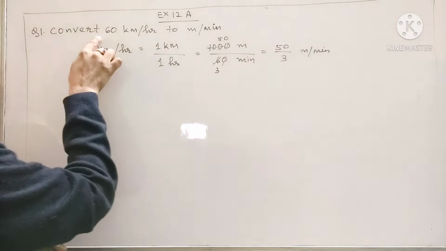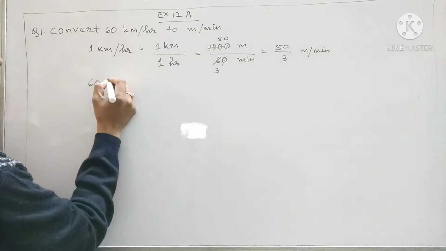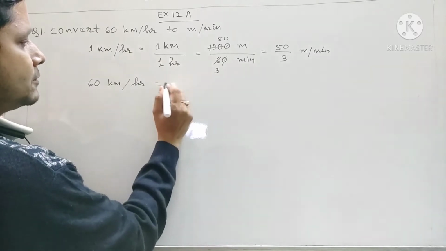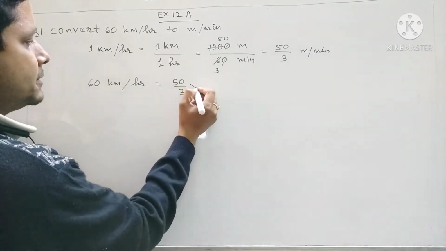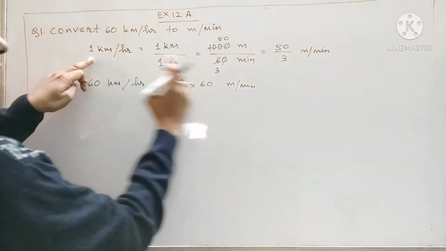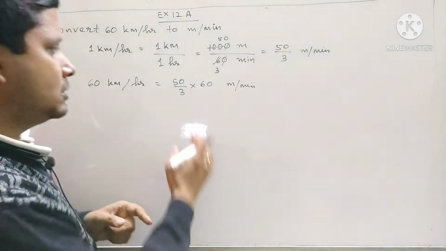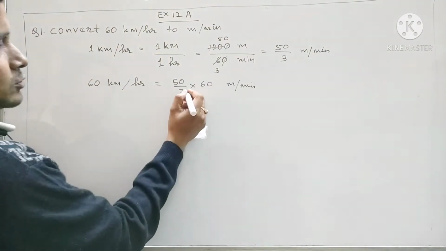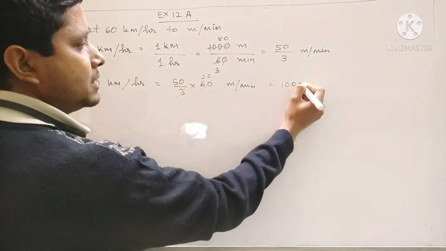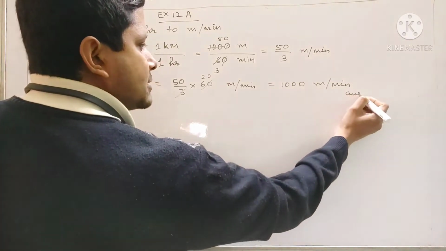Now in the question it is given that convert 60 km per hour to meter per minute. So we will write here 60 km per hour is equal to 50 by 3 into 60 meter per minute, because 1 km per hour is equal to 50 by 3 meter per minute. So it will get cancelled, 3 twenties, so that is equal to 5 twos are 10. So it will become 1000 meter per minute. So this is our answer.